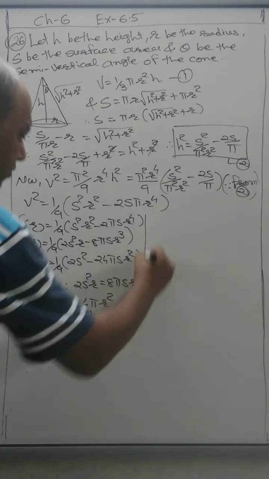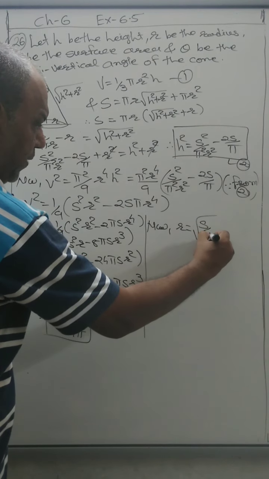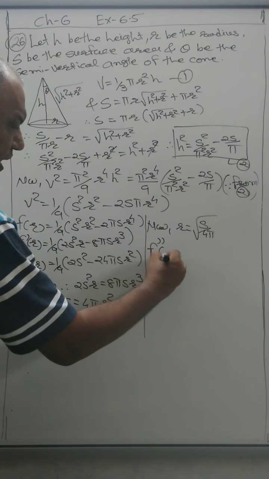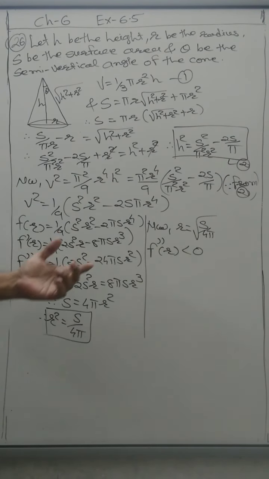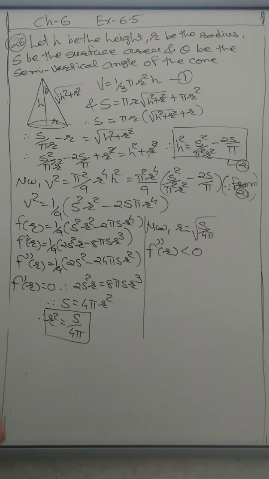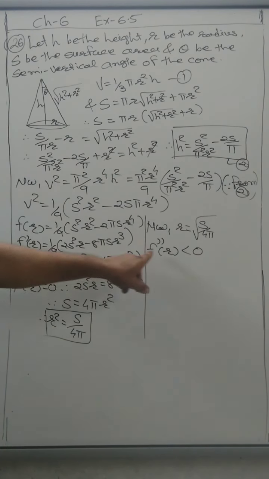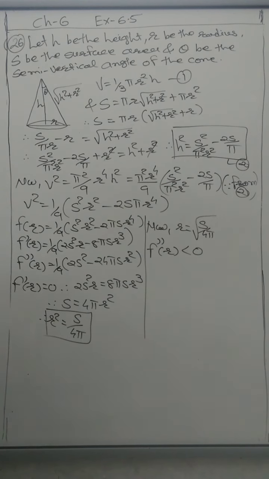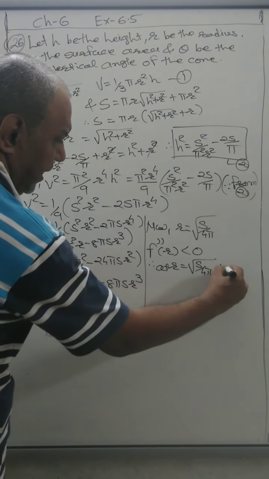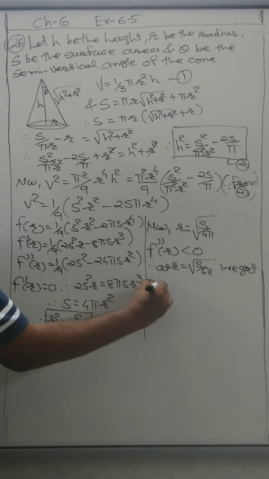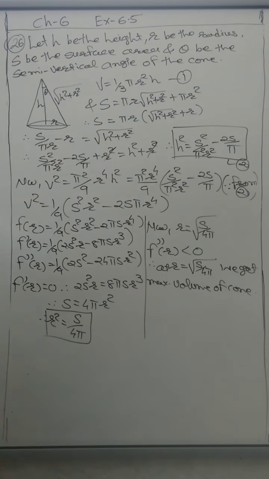Now here r equals root of s upon 4 pi, and f double dash r is less than 0. So when r is equal to root of s upon 4 pi, then f double dash r is less than 0. Therefore for r equal to root of s by 4 pi, we get the maximum volume of the cone.